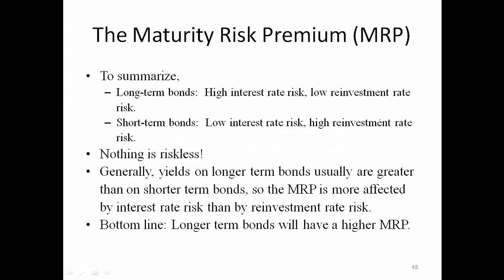So, to summarize, for the long-term bonds, they have high interest rate risk but low reinvestment risk. For the short-term bonds, they have low interest rate risk but high reinvestment rate risk, and nothing is riskless. Generally, yields on long-term bonds are greater than short-term bonds, so the MRP is more affected by interest rate risk than by reinvestment rate risk. Bottom line is, longer-term bonds will have a higher maturity risk premium.